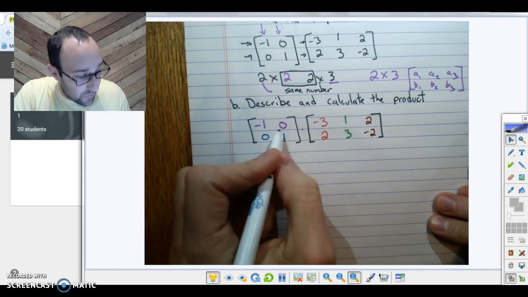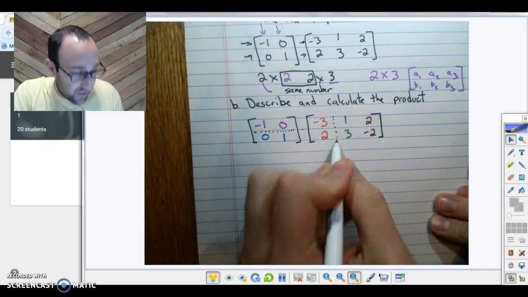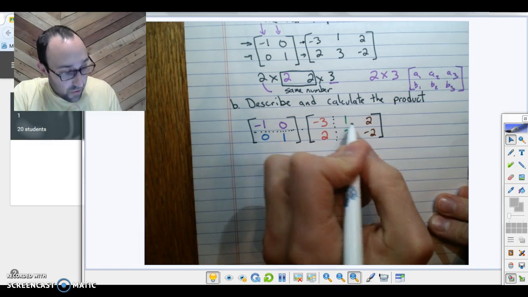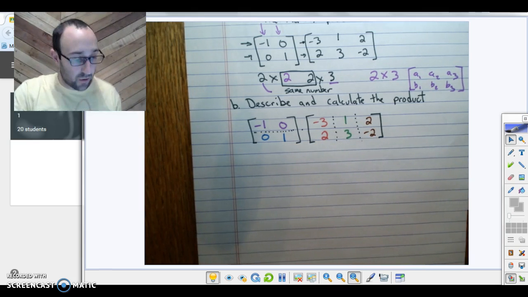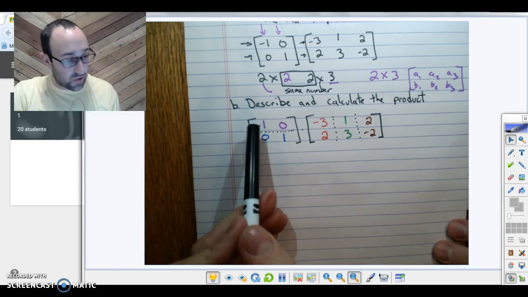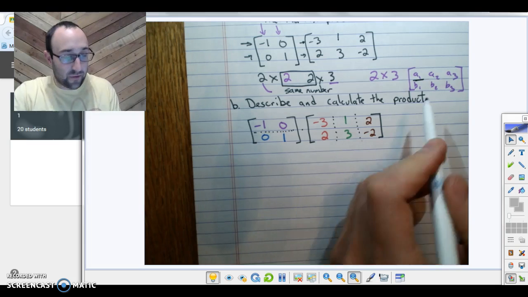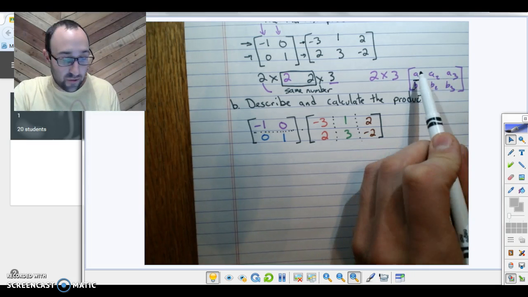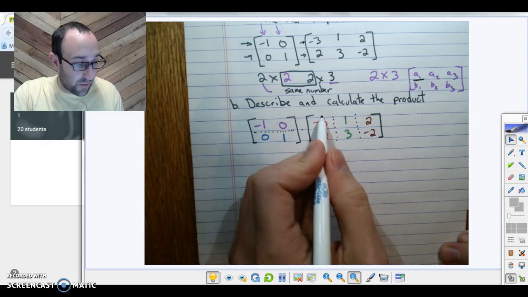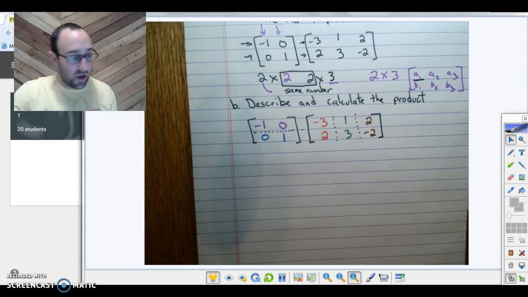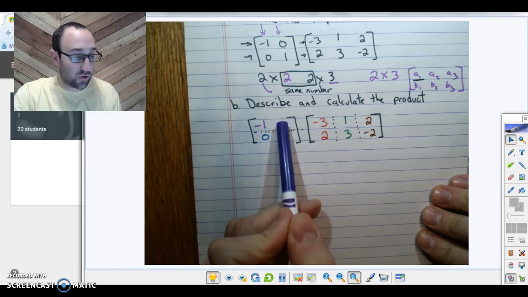I'm going to draw these little dotted lines to keep these separate. Before I just did them on this side, but now I'm going to do this every time because I know that if I don't, I'm going to make a mistake. If we want to find the first spot right here, that's going to be the first row multiplied by the first column and then add them together. So it's 1 and 1, first row times first column. It's the first one times the first one, the second one times the second one, row times column.